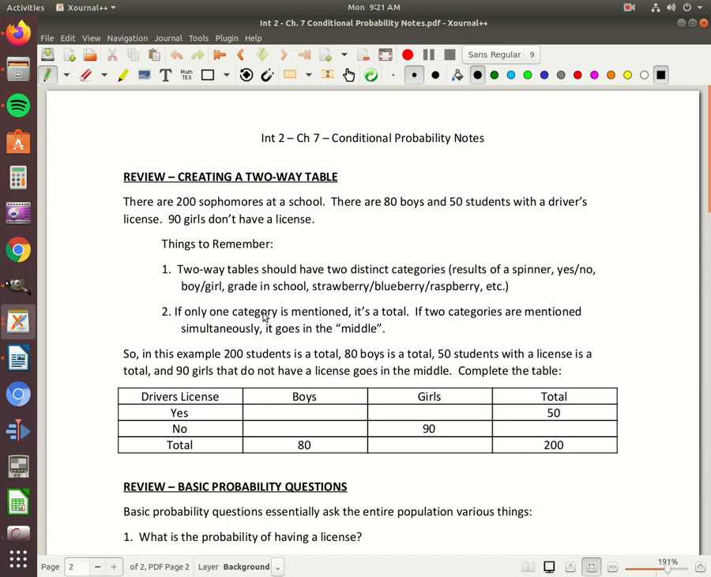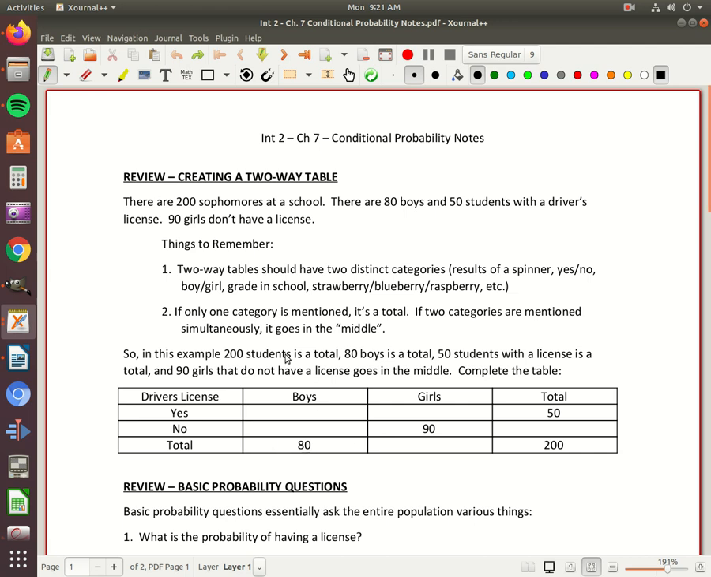If two categories are mentioned simultaneously, it goes in the middle. And this is what I mean by the middle. If they're going to put a number in the middle, they have to tell me if it's a boy or girl and if they have a driver's license, yes or no. If they just tell me it's a boy, it's a total. If they just tell me it's a girl, it's a total. If they just tell me they have a driver's license, it's a total.